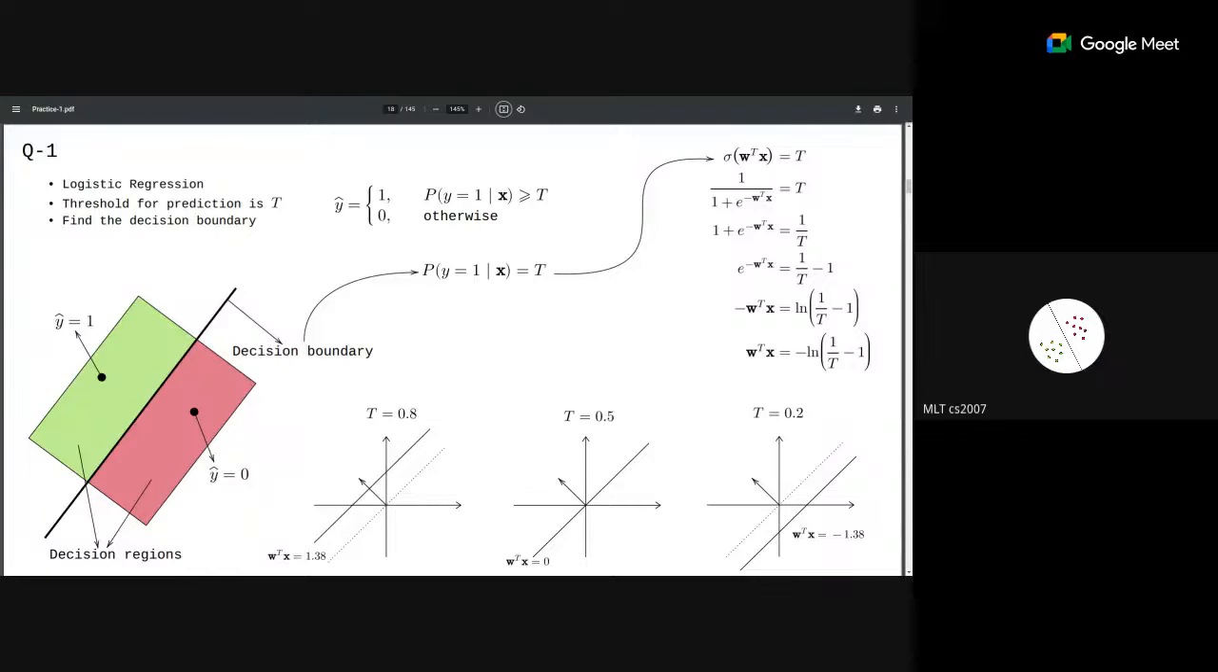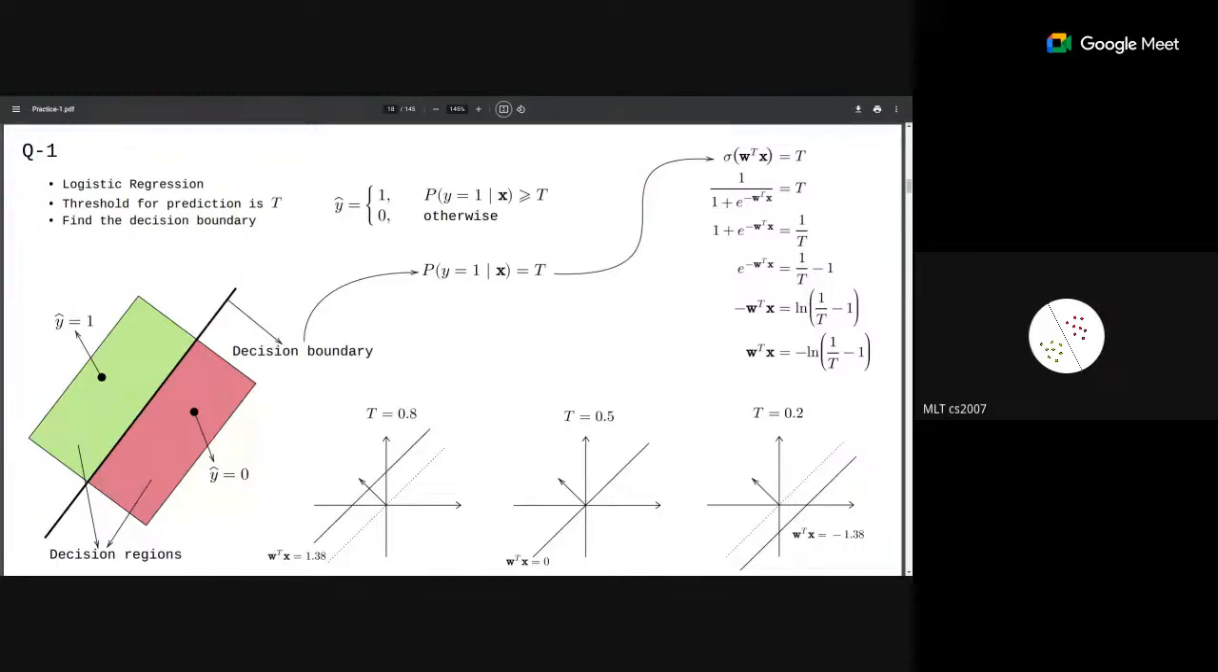So see, in general, we have W transpose X plus B equal to 0, right? So that's the equation of the decision boundary. But in our course, we have not taken into account the bias term, right? Okay, got it. So when we say decision boundary, one question is whether it's plus B, minus B, or no B. W is the vector perpendicular to the decision boundary. Yeah, so W will be perpendicular to the boundary.